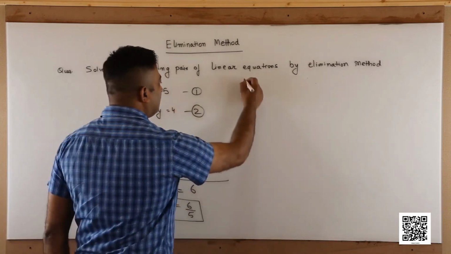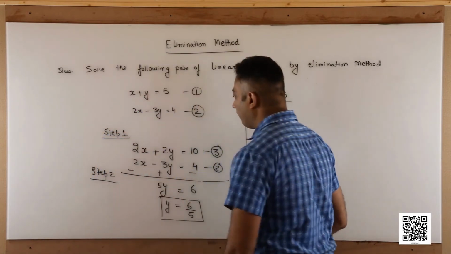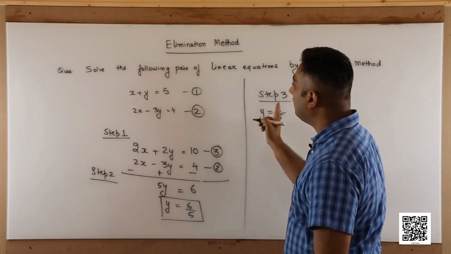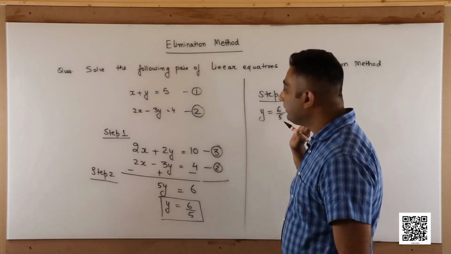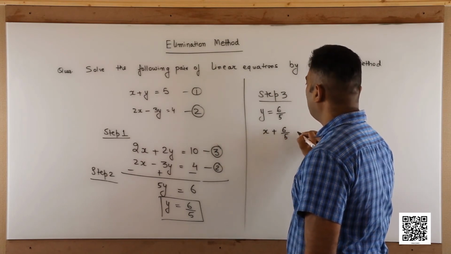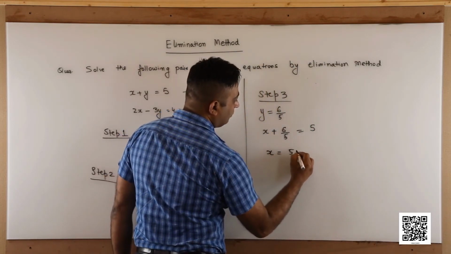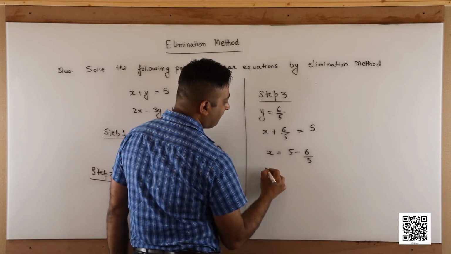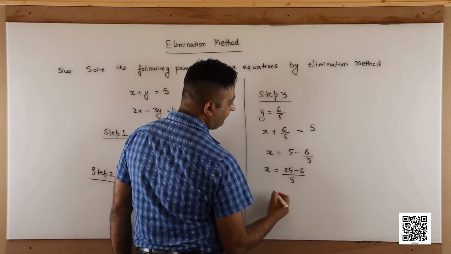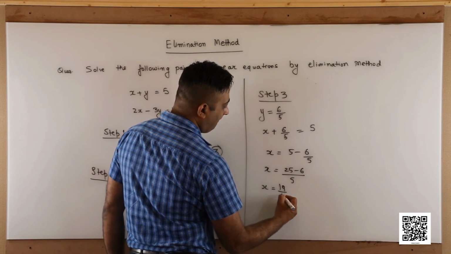Now in step number 3, we will substitute the value of y obtained in step number 2 in equation number 1 or equation number 2. So let us put this value in equation number 1 to get the value of x. So x is equal to 5 minus 6 by 5. So x is equal to 25 minus 6 by 5. That is, x is equal to 19 by 5.